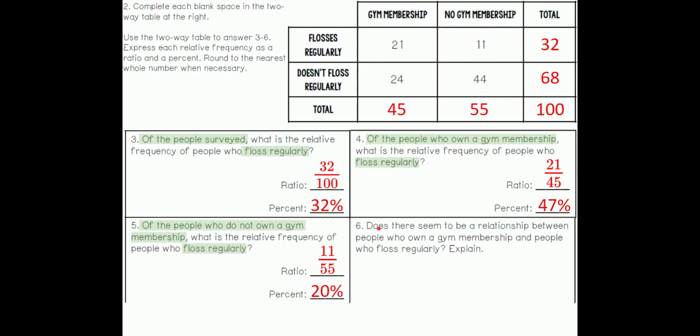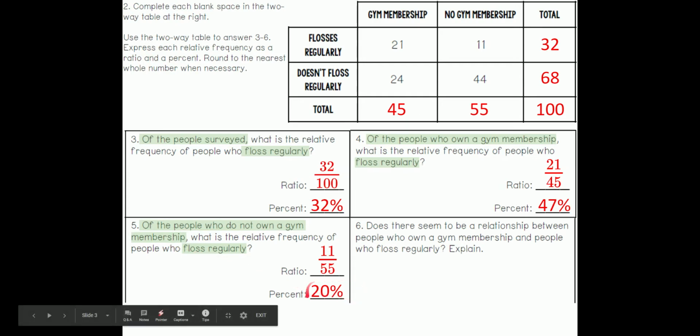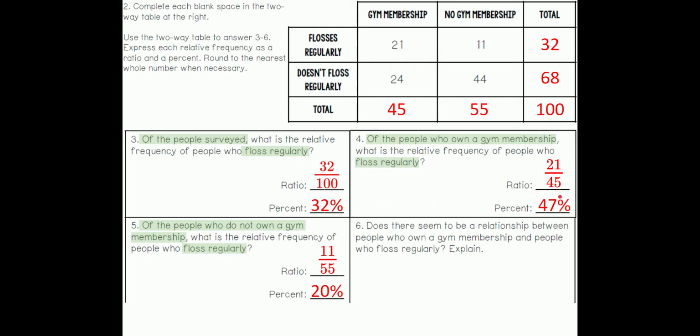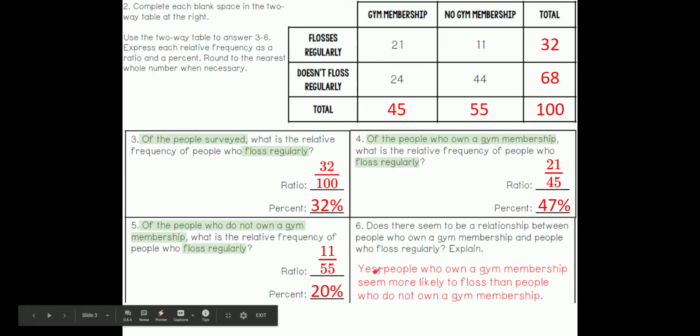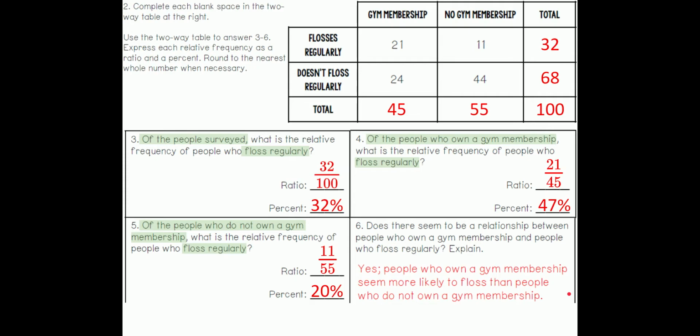Does there seem to be a relationship between people who own a gym membership and people who floss regularly? Well, people who own a gym membership and floss regularly is about 47%. People who do not own a gym membership and floss regularly is about 20%. It seems to me that if you own a gym membership, you're more likely to floss, rather than the people who don't own a gym membership, only 20% of them floss. So you'd say, yes, there's a relationship. People who own a gym membership seem much more likely to floss than people who do not own a gym membership. Let's go ahead and look at the next one.